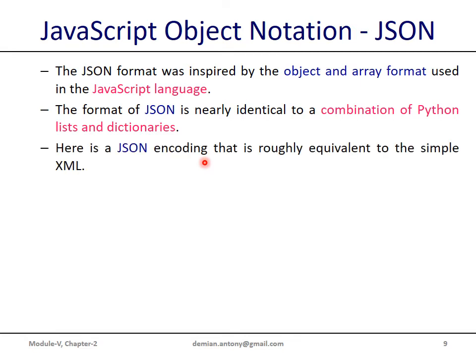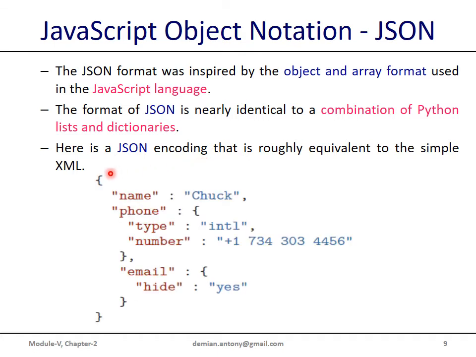Here is a JSON encoding for a simple XML having a root element person. Now we don't find a root element person, we find curly braces. The person element is replaced with curly braces. Then the first element, name, is nothing but a key, and the text becomes the value. And the second element is phone, and the value is again composite.